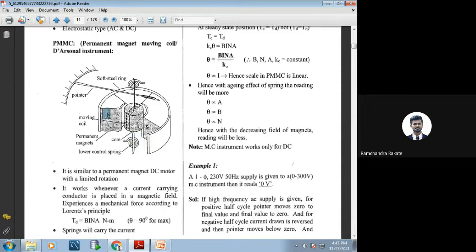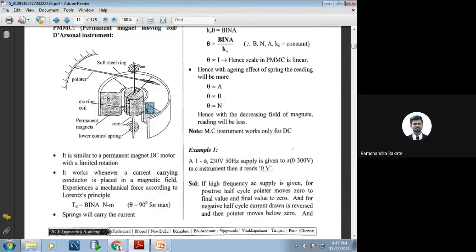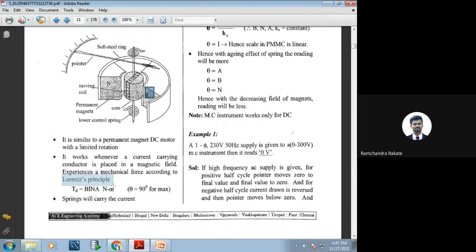These are my N pole and S pole magnets. This is the circular one. I'm showing you this just for understanding. So when a current carrying conductor is placed in this magnetic field, it will experience a mechanical force. Correct. We know this as per the Lorentz law.